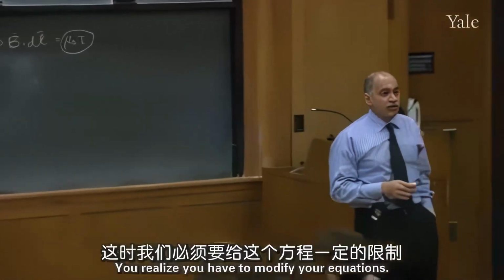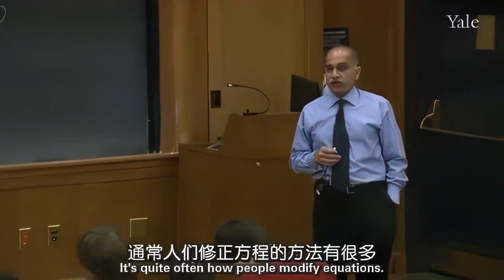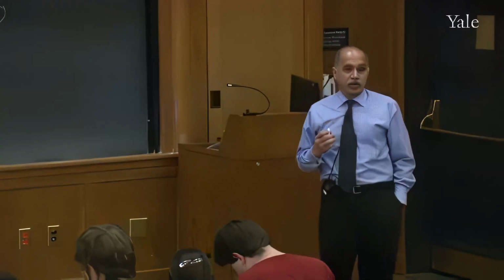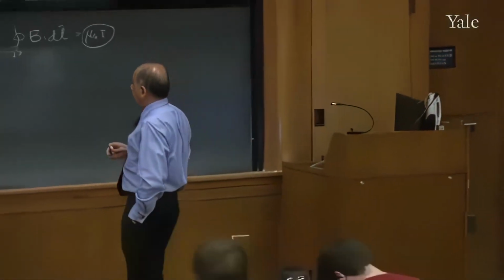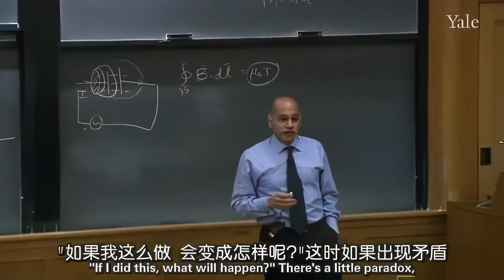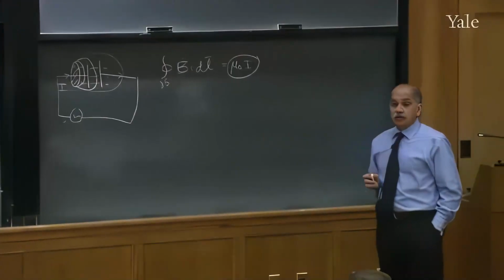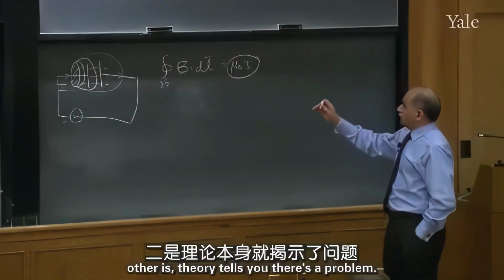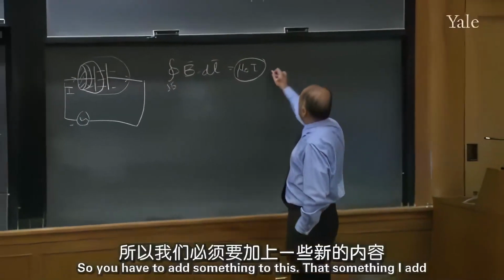You realize you have to modify your equations. It's quite often how people modify equations. Sometimes they do experiments, sometimes they do thought experiments. Einstein loved doing these thought experiments, which are called Gedanken experiments. You don't really do the experiment, but you say, if I did this, what will happen? That's a little paradox, and you have to modify your theory. So there are two reasons to modify the theory. One is experiments tell you it's wrong. The other is theory tells you that's a problem. So you have to add something to this.